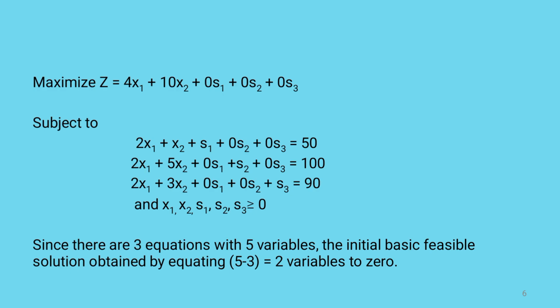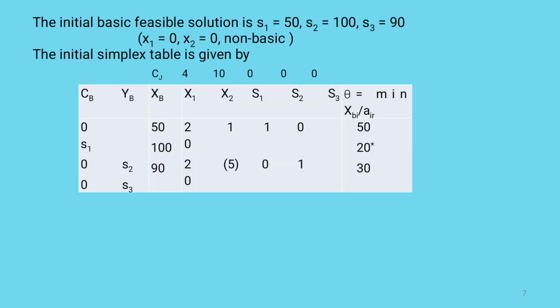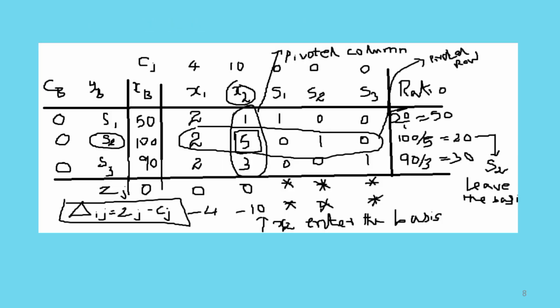Finally, all the decision variables x1, x2 including the slack variables s1, s2, s3 are greater than or equal to 0. Since there are three equations with 5 variables, 5 minus 3, that is 2 variables, are set to 0. It is the initial basic feasible solution. Now we form everything as equations. YB is the basic vector, the right side of the equations, s1, s2, s3 with cost 0, 0, 0, and the vector values become 50, 100, 90. We make the coefficient matrix and then form the table here.